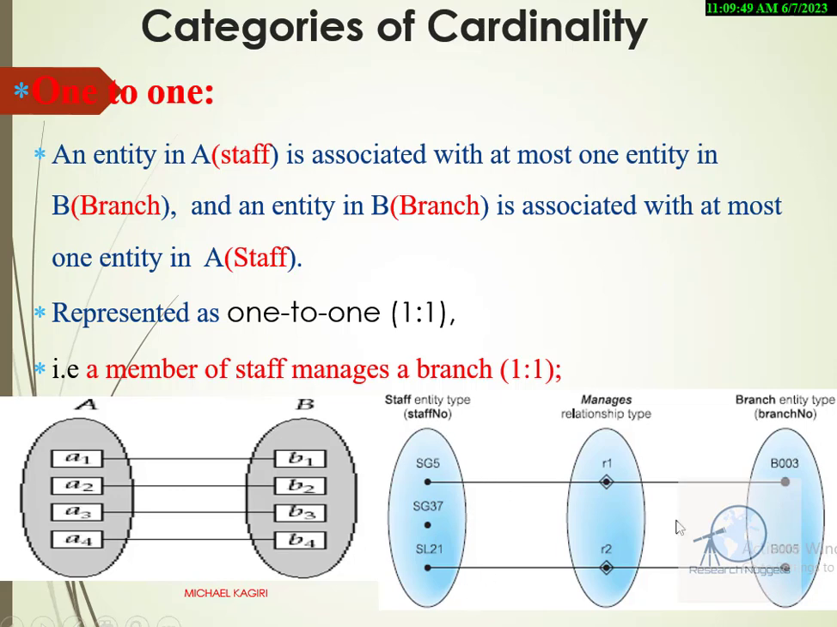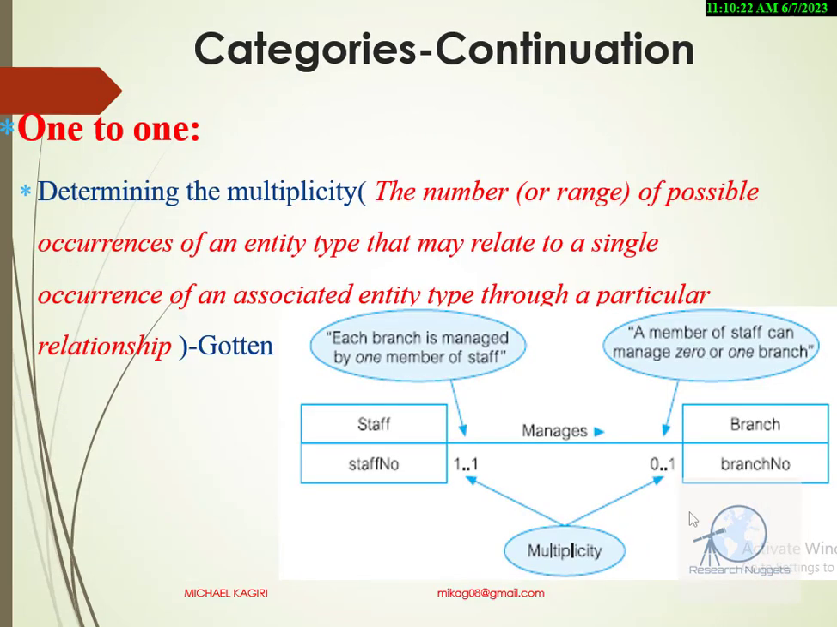A staff will only manage a maximum of one branch. As you can see, staff number SG5 is only managing one branch, B003, and branch B005 is only being managed by one staff. As you can see, we have a staff, SG37, who is not managing any branch, implying that a staff can manage zero all the way to a maximum of one branch. We are going to look at that under what we refer to as multiplicity.